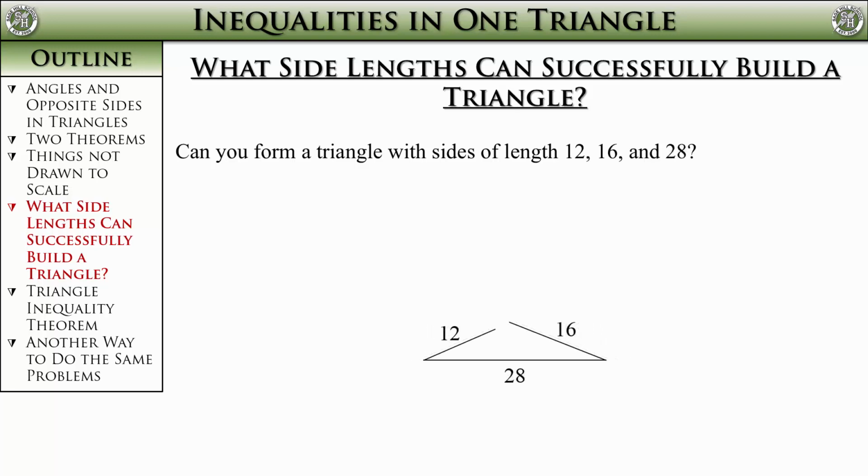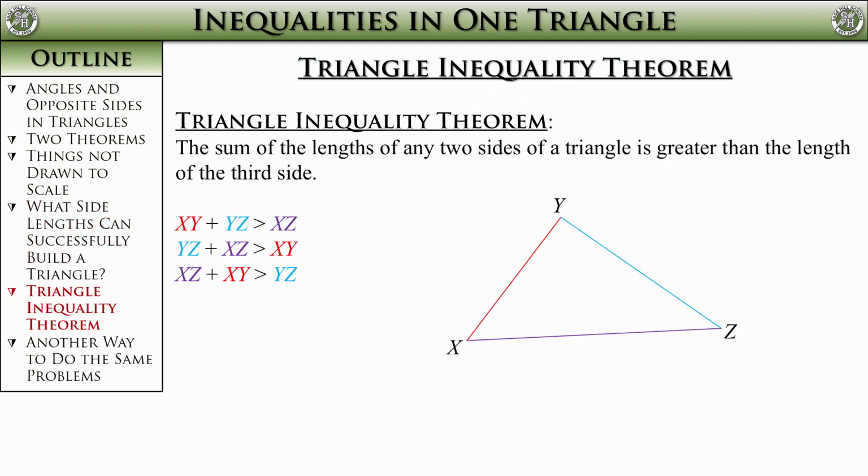The trick is finding out mathematically exactly when we can make a triangle and when we can't. That brings us to the triangle inequality theorem. The sum of the lengths of any two sides of a triangle is greater than the length of the third side. This is the theorem that can check whether you can form a triangle or not. There are 3 checks to make in order to determine whether you can form a triangle or not.